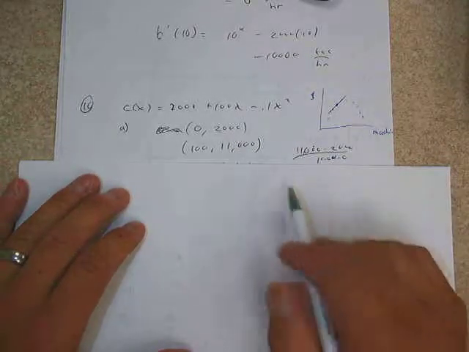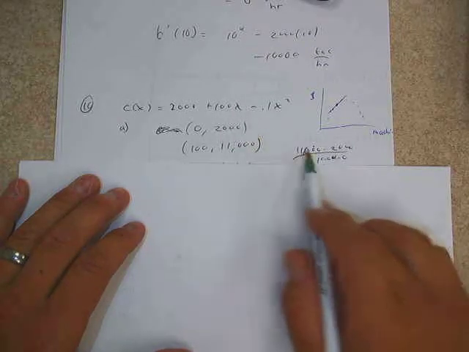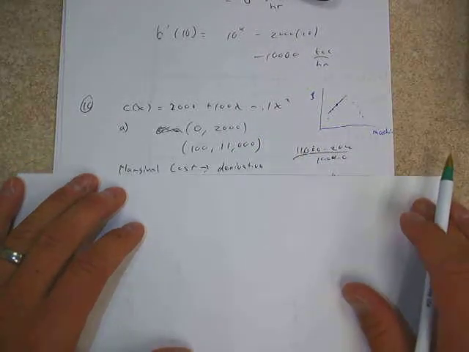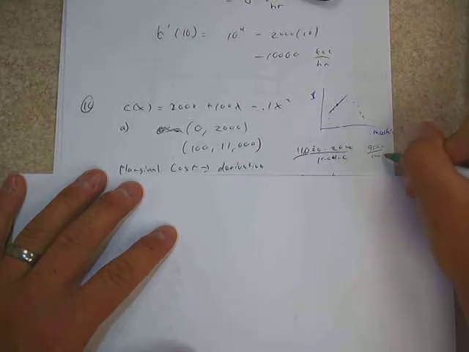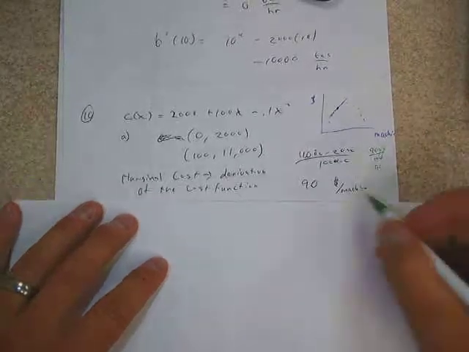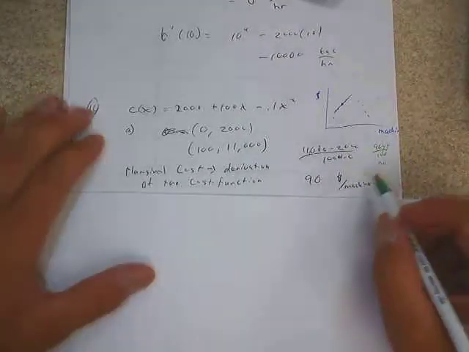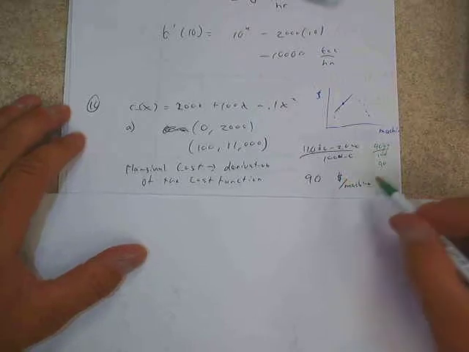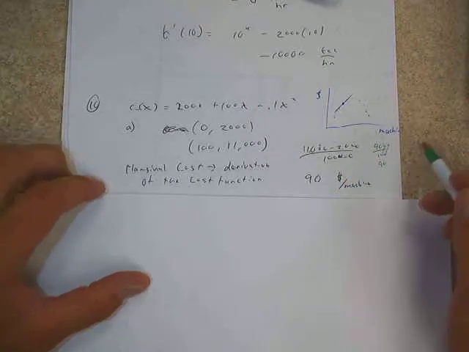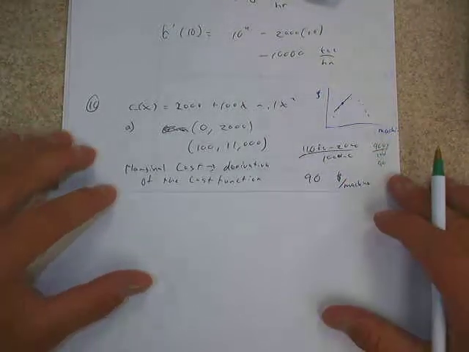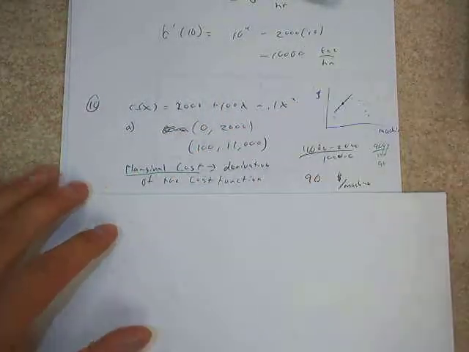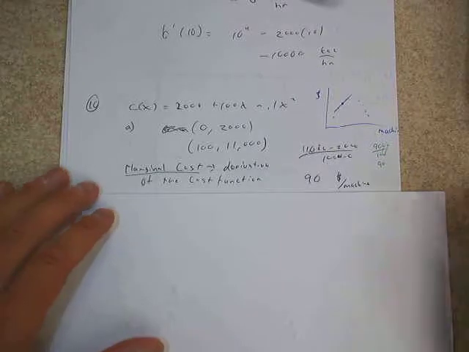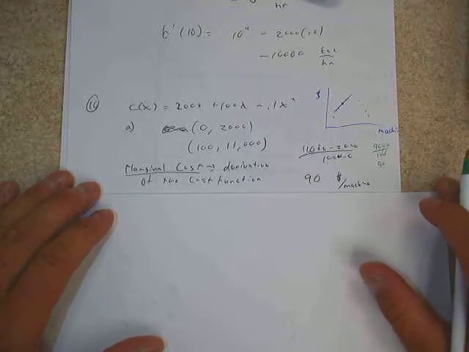Okay, so the average rate of change in this particular case would be 11,000 minus 2,000 over 100 minus 0. And if we do that, we're going to get, of course, 9,000 divided by 100. Okay, and that's going to give us $90 per machine. So the average rate of change is $90 per machine. But what we want to know is what's the instantaneous rate of change for this particular situation, and that's what we call the marginal cost. The marginal cost is always the derivative of the cost function.